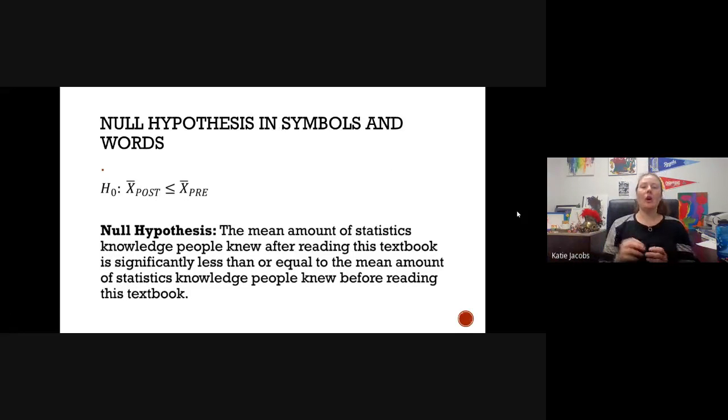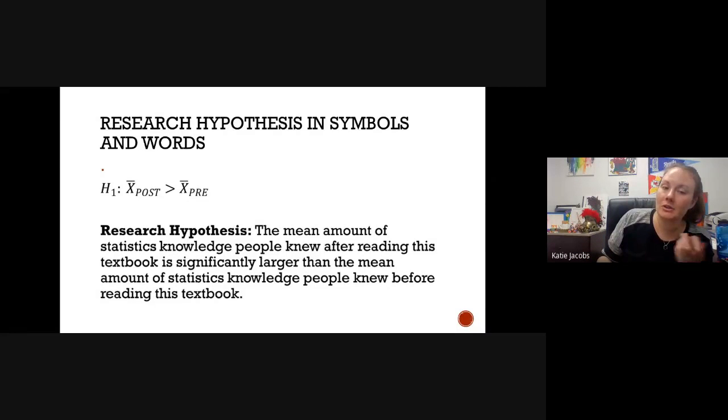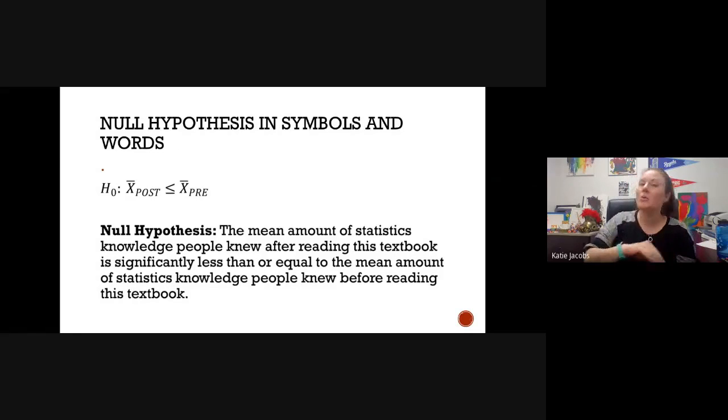So then when we go to write our null hypothesis in symbols and words, we see that it's similar. We have the H sub 0 to say null hypothesis. Then we have our colon to say, here comes the null hypothesis. We have the mean of the post-test is less than or equal to the mean of the pre-test group. Something that you'll notice here, when we're working with our null hypotheses, it will either have the greater than or equal symbol, or it'll have the less than or equal to symbol. When we do our research hypothesis, that will have the greater than symbol or the less than symbol. And then the null hypothesis, you can't forget that equal part.